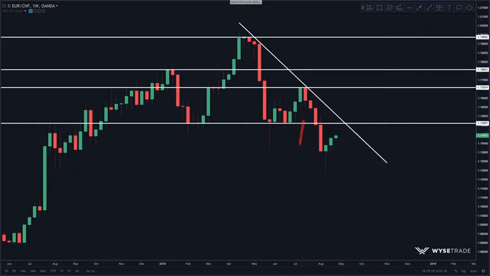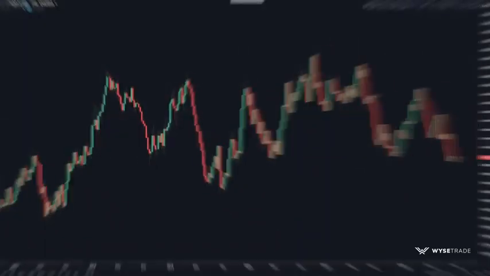Now, as price comes up to this level, if we get a rejection at this level, this could be a possible short trade. But if price breaks through, then this would signal bullish price action and a possible trend change. So let's jump to the Kiwi CAD.